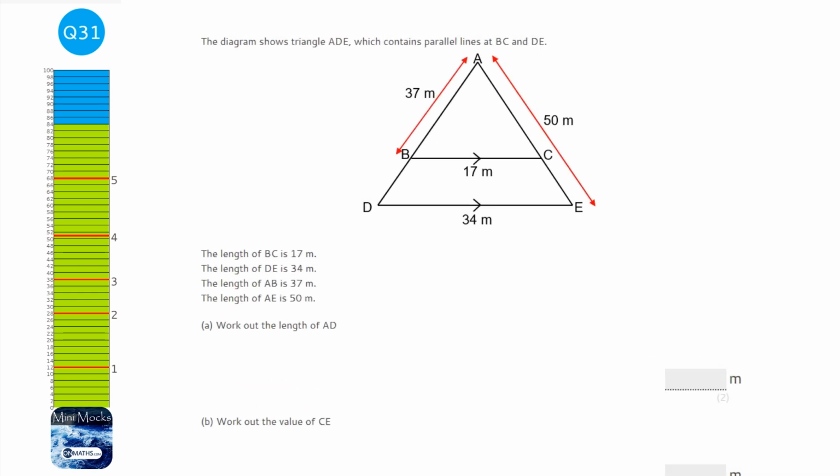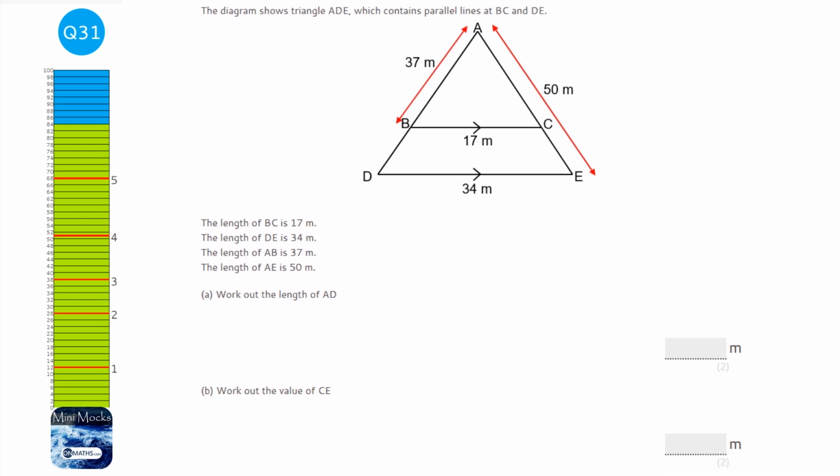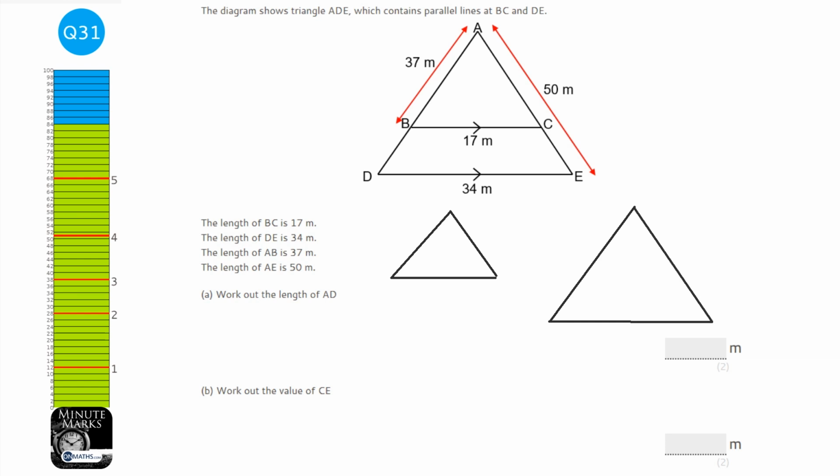Okay, so this question is asking us to find unknown lengths. Now, the easiest way of approaching this question is to draw the two triangles, the little one and the big one, separately. So I'm going to do that really quickly. I'm going to draw the small one, and I'm going to draw the big one. There we go. And I'm going to fill in the lengths. So this small one has 37 here, and 17 at the bottom here. This big one has 50 down the side and 34 at the bottom.